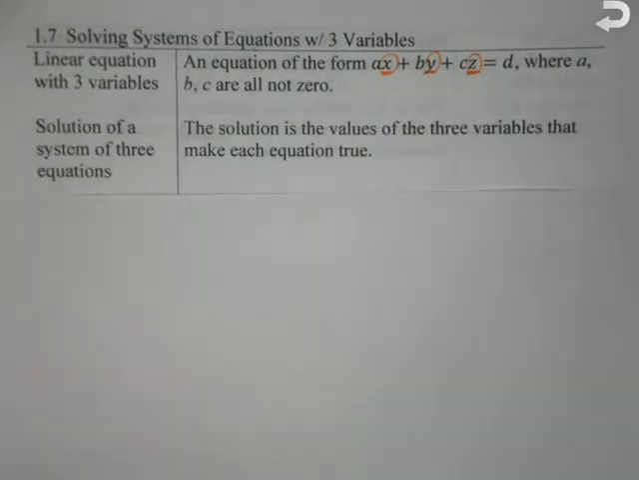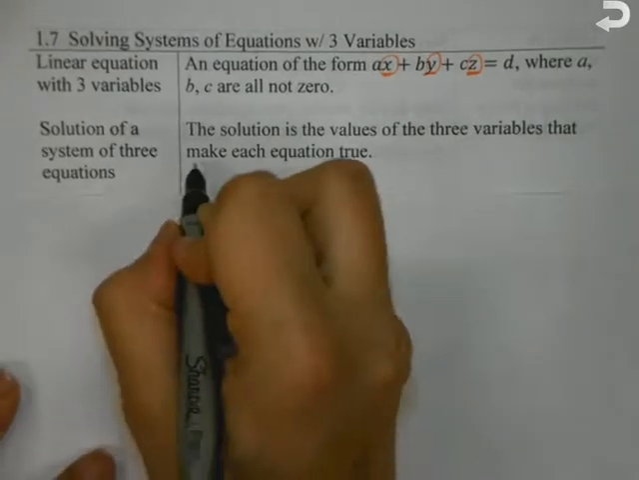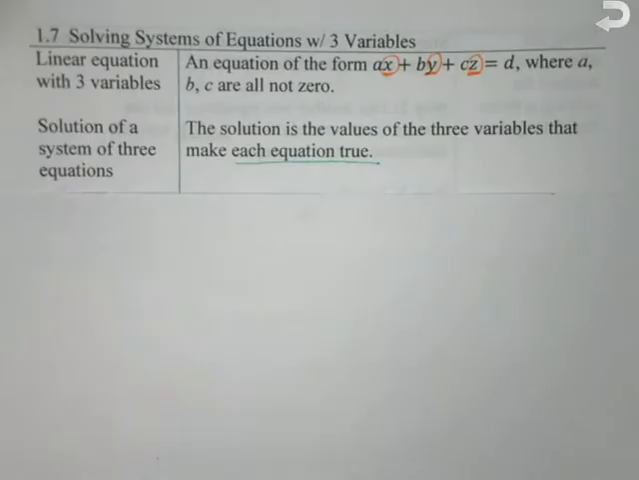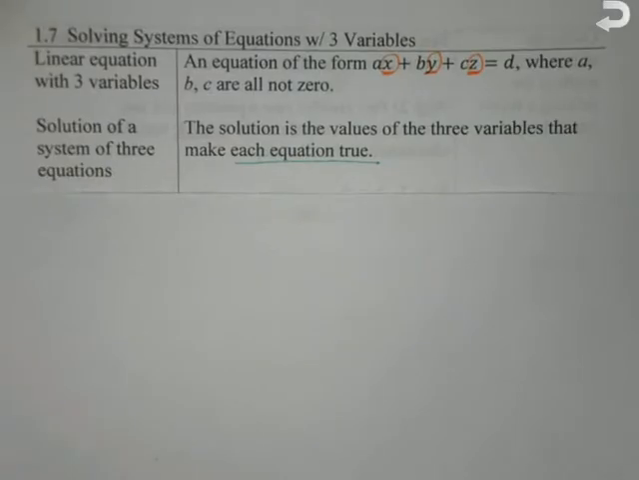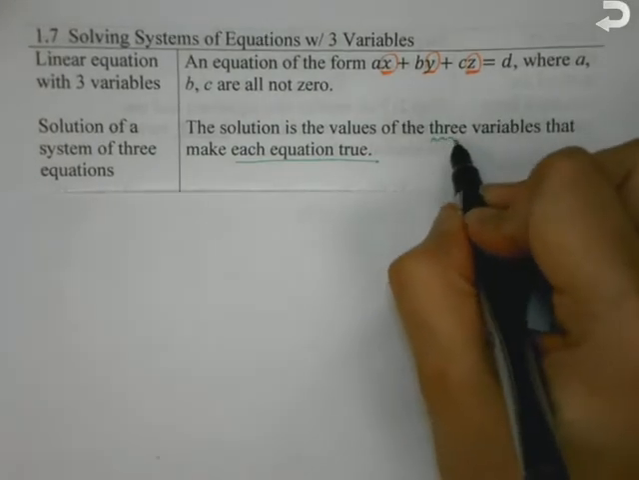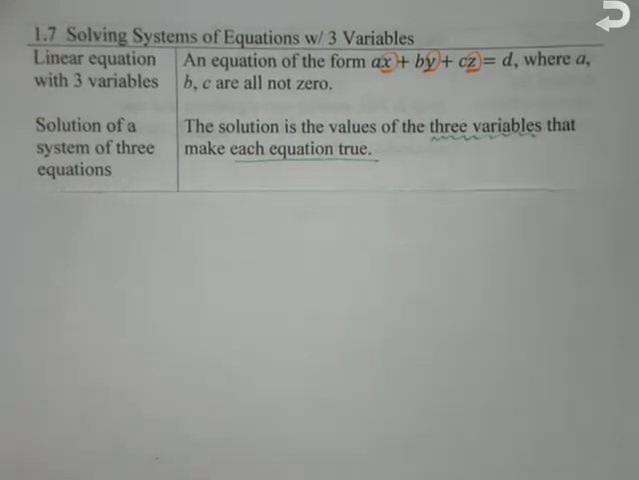Okay, what does the solution look like? The solution is the values of the 3 variables that make each equation true. So we have to have an x, a y, and a z that make all 3 equations true. You're going to get an answer for x, an answer for y, and an answer for z. When we plug those in, all 3 equations have to be true.